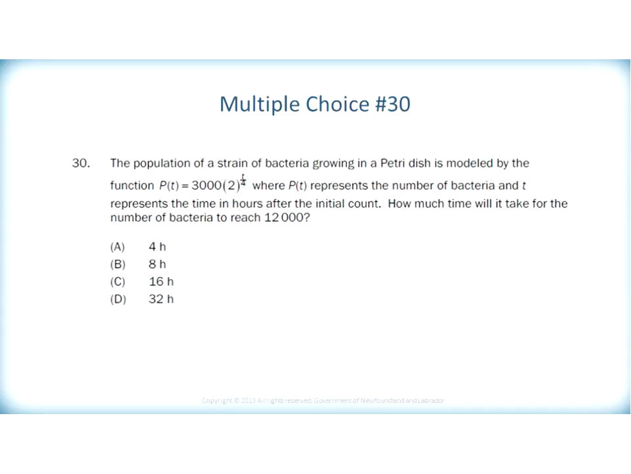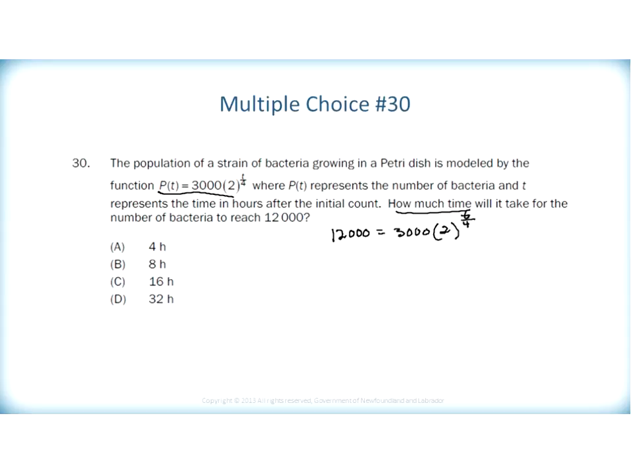The population of a strain of bacteria growing in a petri dish is modeled by the function here, where P of t represents the number of bacteria and t represents the time in hours after the initial count. How much time will it take for the number of bacteria to reach 12,000? So we're looking for time. We have 12,000 is equal to 3,000, which is our initial amount, doubles every 4 hours.